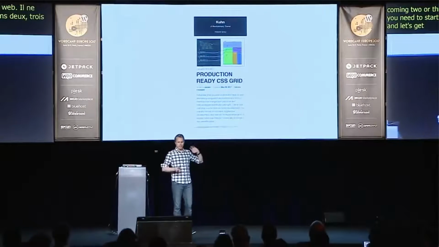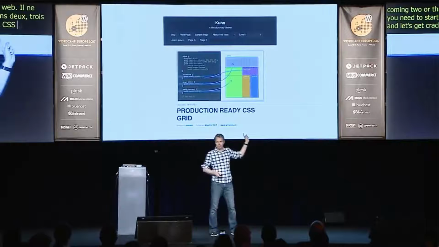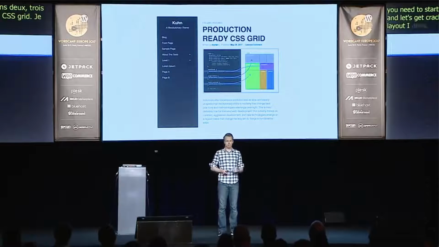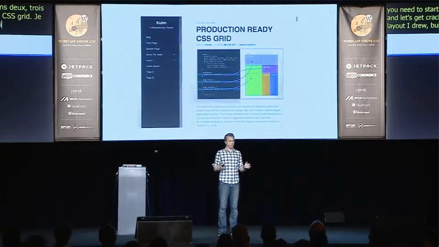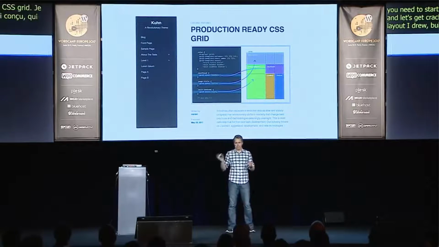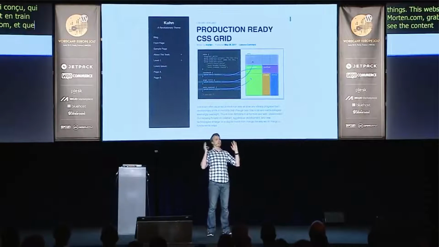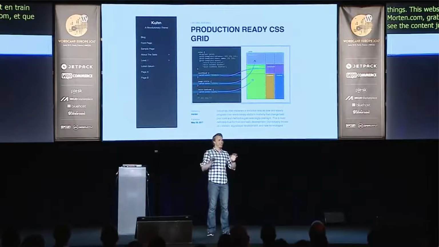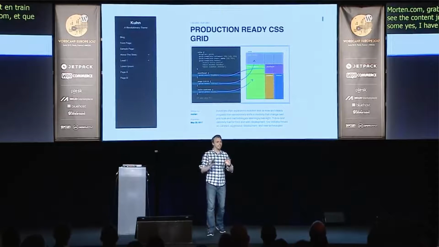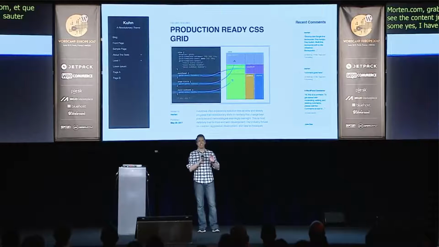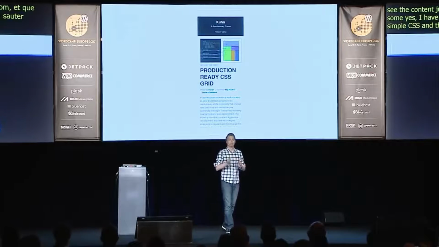Just to prove to you that I'm not making things up, this is the layout I drew, built purely in HTML and CSS and WordPress, running in the browser today. All the stuff that you saw is happening, plus a bunch of other things. This website you're seeing here is my website. So if you go to morten.com, grab the side of your browser and start doing this, you'll actually see the content jumping around on the page. And your brain will say, there's some JavaScript happening here, or this might be Bootstrap. It's not. It's just pure, simple CSS. And in fact, the HTML behind it is cleaner than any HTML you'll ever see from WordPress before this point.